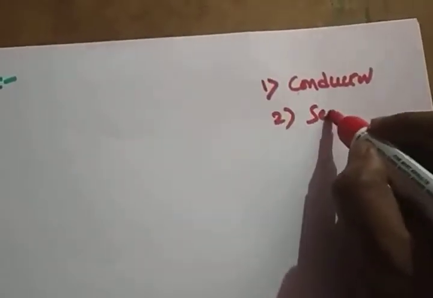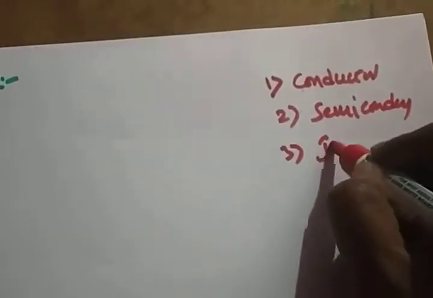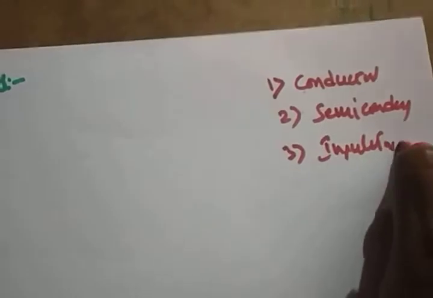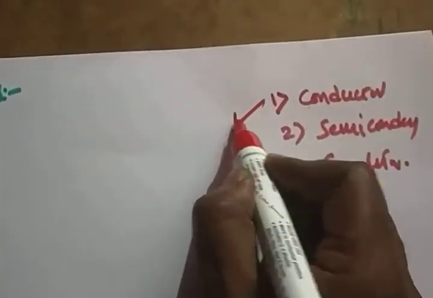Right. So before going to insulator, you just know metals are divided into 3 categories. So what are those categories? Conductors, semiconductors, and the third one is insulators, right? So what is a conductor?